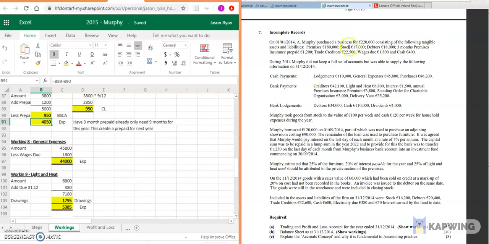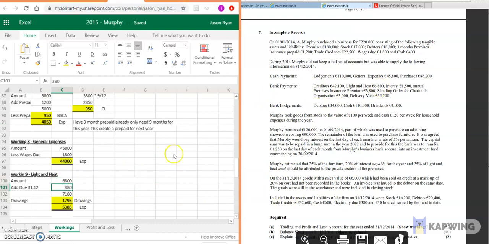Another one in this question at the start up here, we've got light and heat. So we have light and heat was 20%. So 20% of light and heat should be attributed to the private section of the business. So the amount of light and heat we have is 6,800. That comes from the bank payments that we've paid. We have due here at the end.